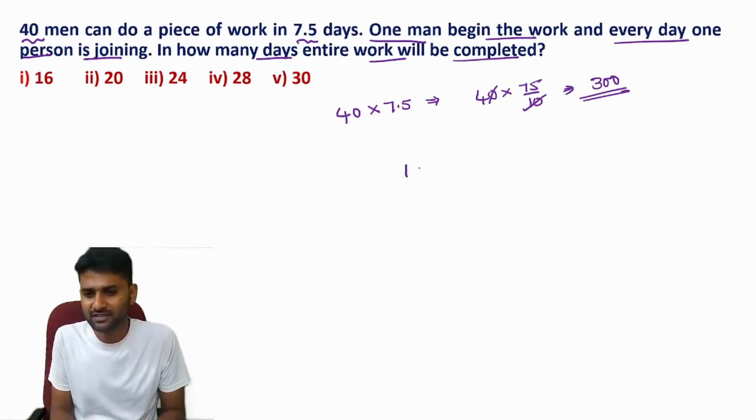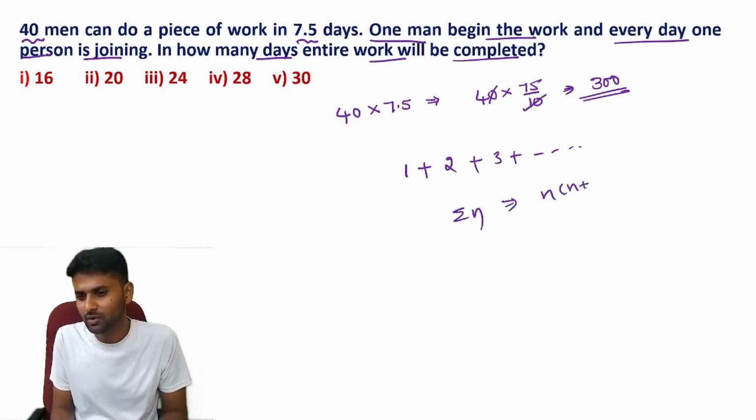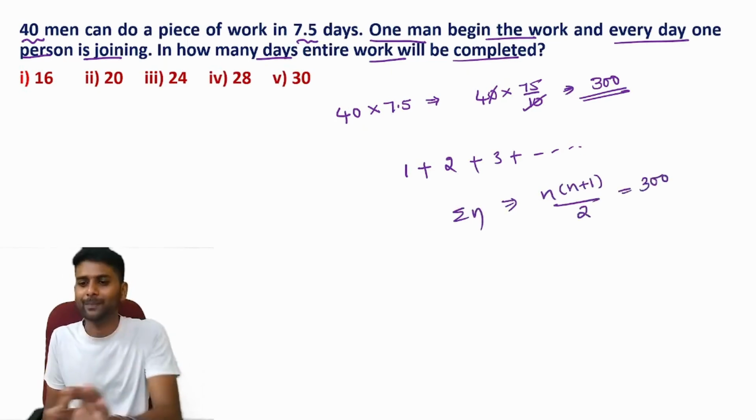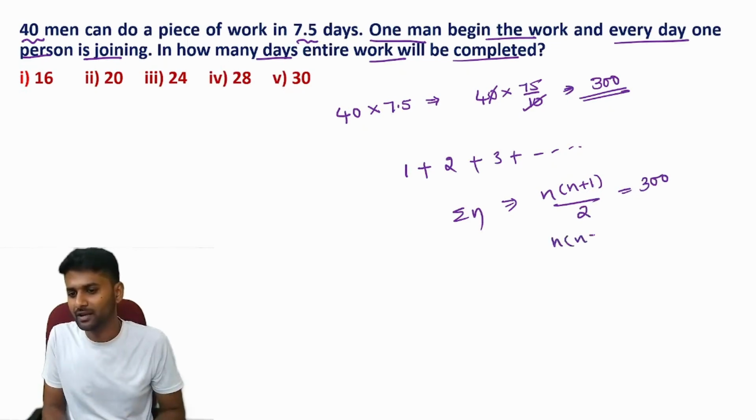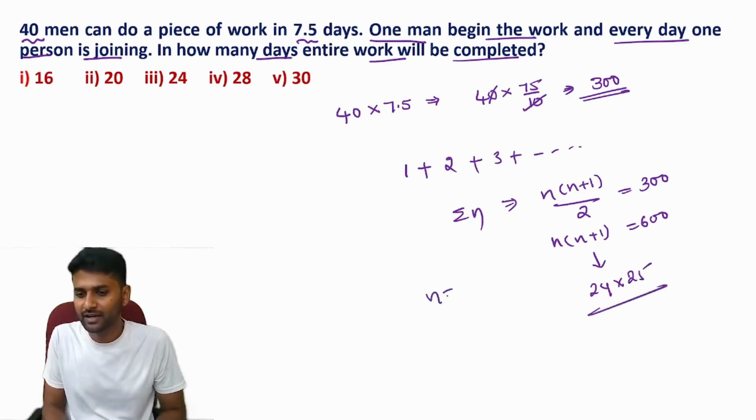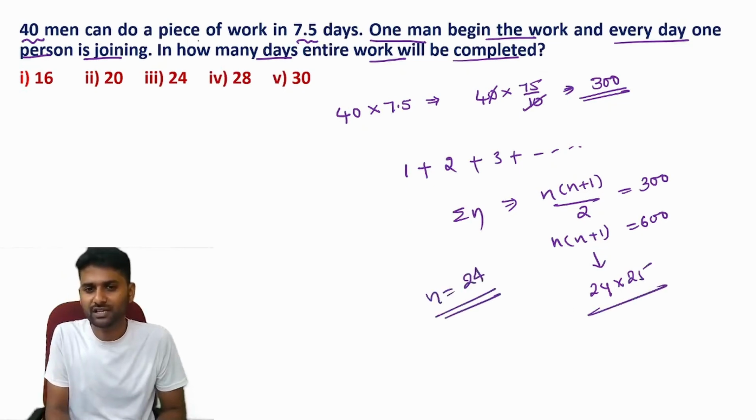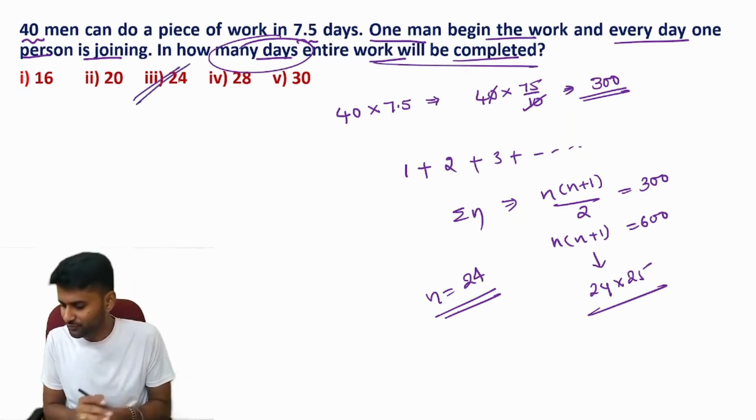Now, if you observe, day one, day two, three, four, and so on. Now we are adding every natural number, so use the formula sigma n. Sigma n is n into n plus one divided by two, and we are going to complete 300 units. Now n into n plus 1 is equal to 600. So this is only possible with 24 into 25. So definitely n is equal to 24 days. The other question, how many days will the entire work be completed? Exactly equal to 20.